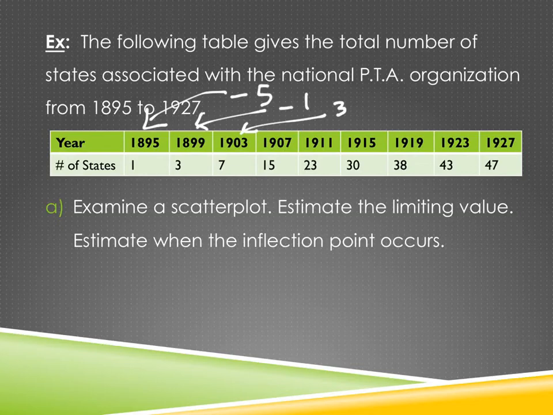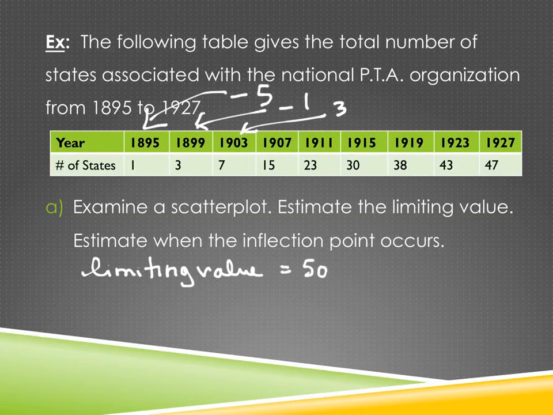$50. Why? Because there are 50 states. That's exactly right. So if we're looking at the limiting value, we have several questions. It said examine a scatter plot. We did that. Estimate the limiting value. So our limiting value we believe to be approximately 50.